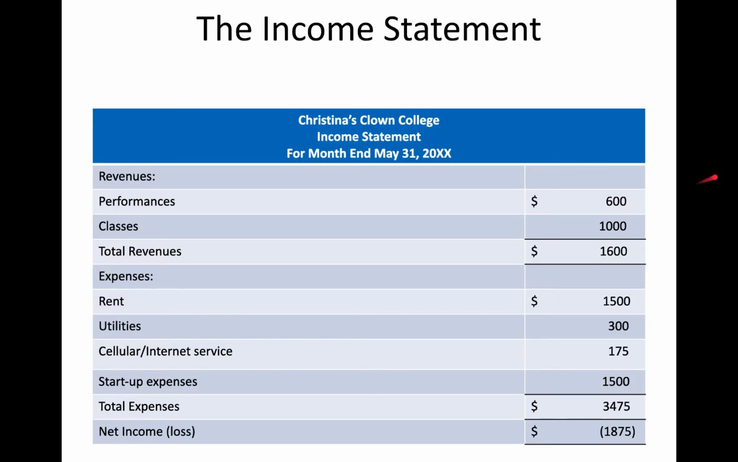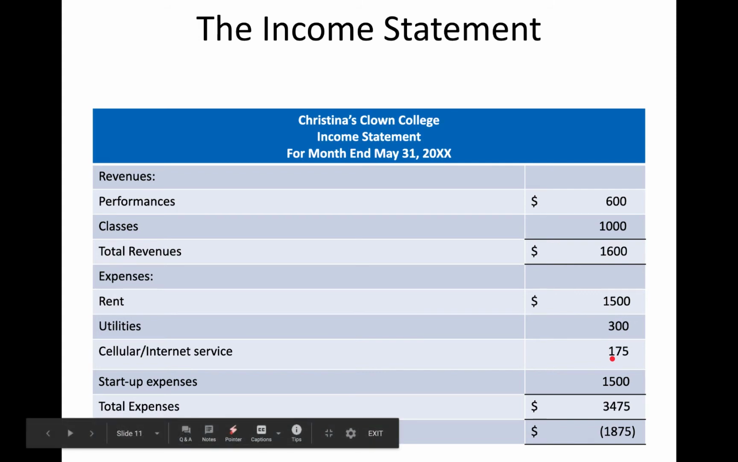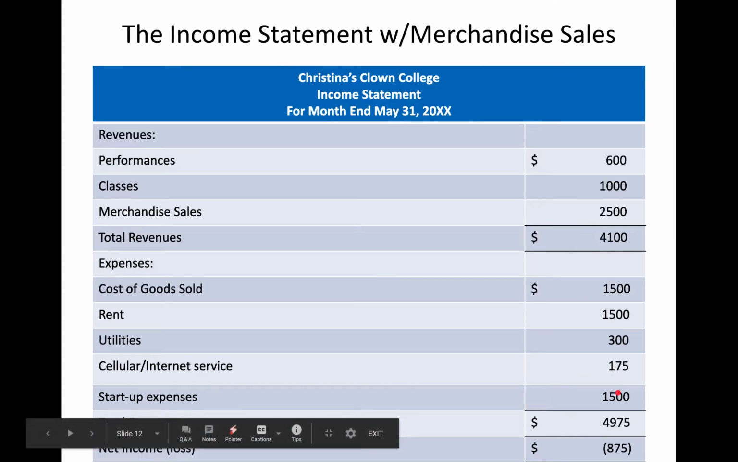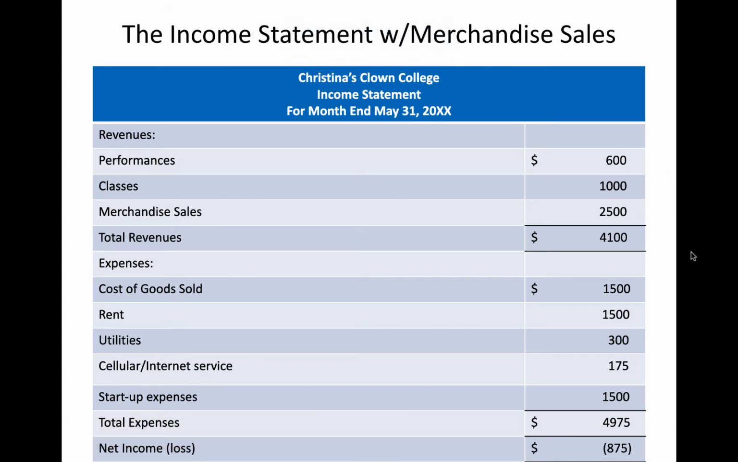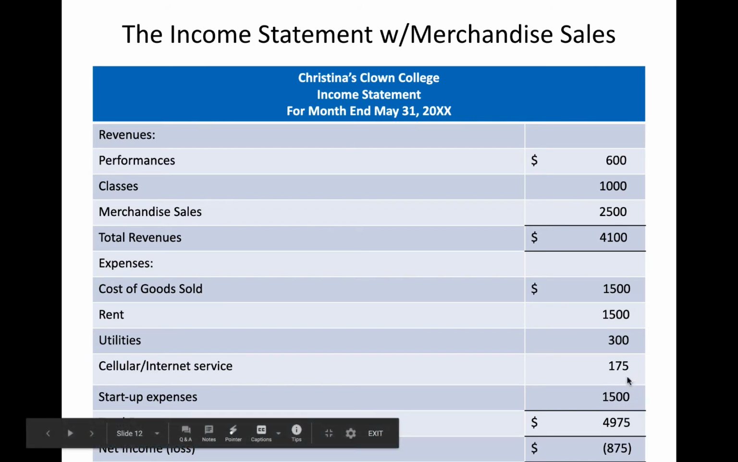So coming back to this income statement, I have my revenues, which were my performances and my classes. So I had $1,600 in total revenues. And then I've got my expenses, which is my rent, my utilities, my cellular internet service, my startup expenses. Those startup expenses would be all of those expenses and the assets that I decided to treat as expenses, and we're again realizing them, which means we're accounting for them at the end of the month.